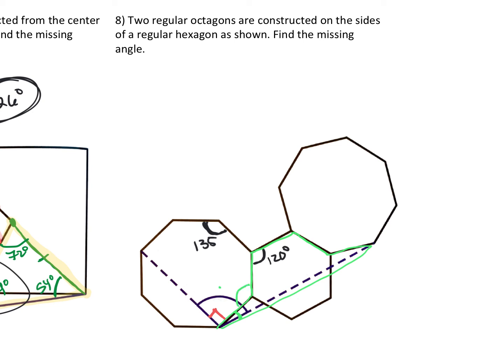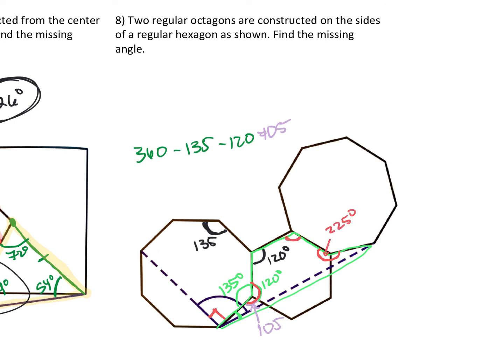Well, here's a 135. And here's a 120. From 360 minus 135 minus 120, I get that this purple angle right in there is going to be a 105-degree angle, because you get 105 here. So this red angle, which is the same as this one right here, is going to be 225 degrees.